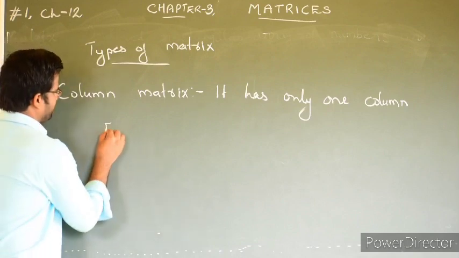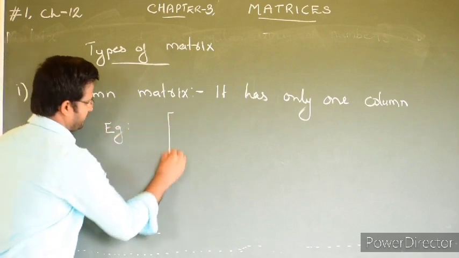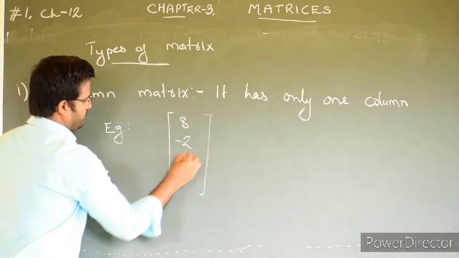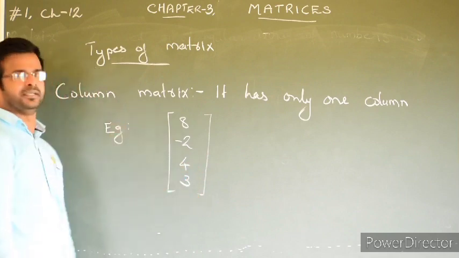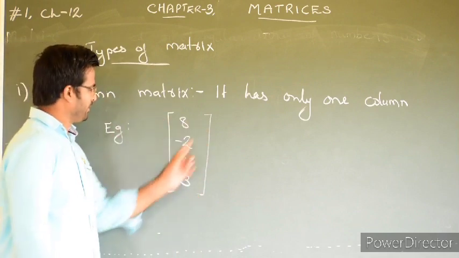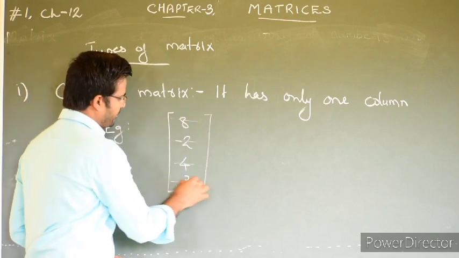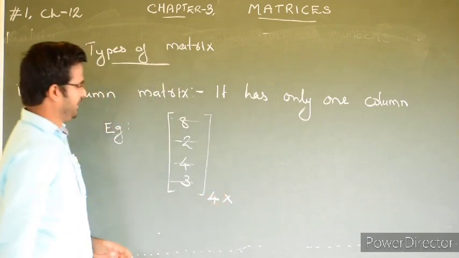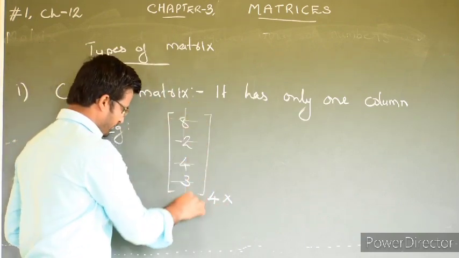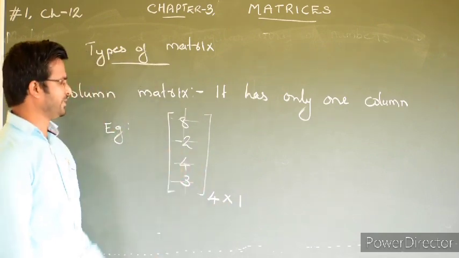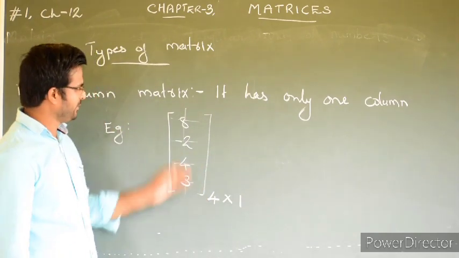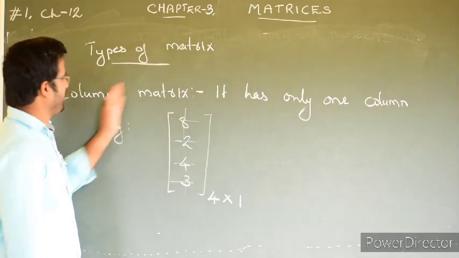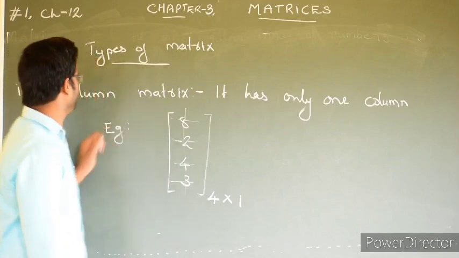We can see one example: 8, minus 2, 4, 3. In this matrix, total 1, 2, 3, 4, 4 rows are there. Then 1 column, only 1 column. The order of the matrix is 4 by 1. You can see here only 1 column is there. That's why we can say this is a column matrix.